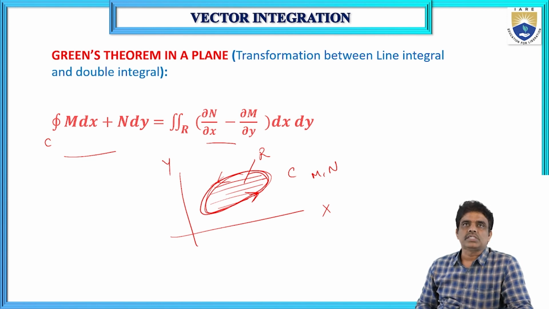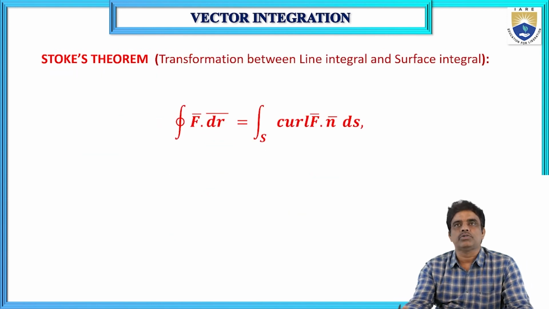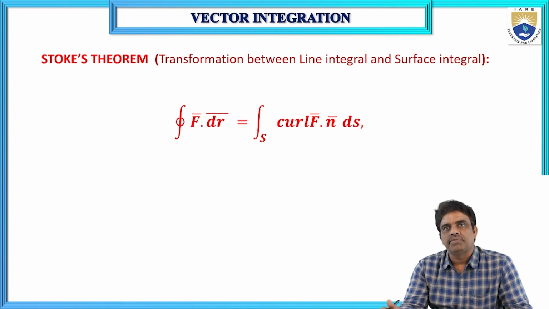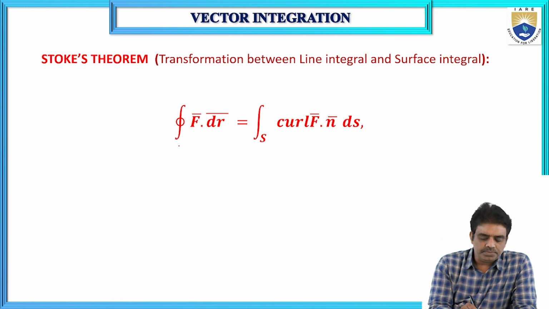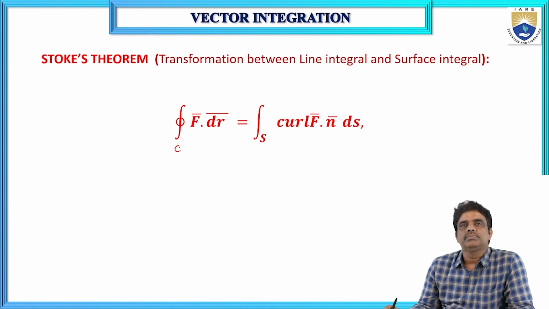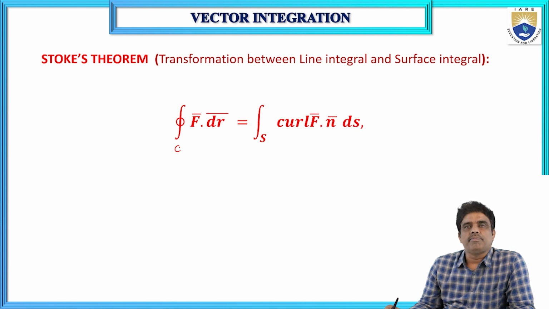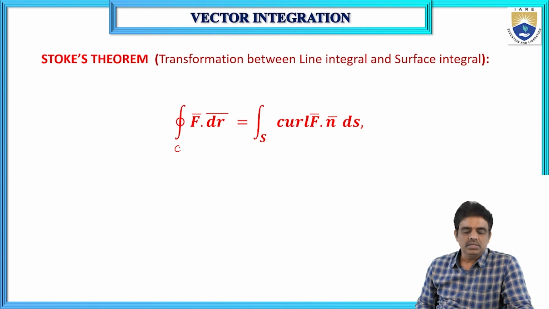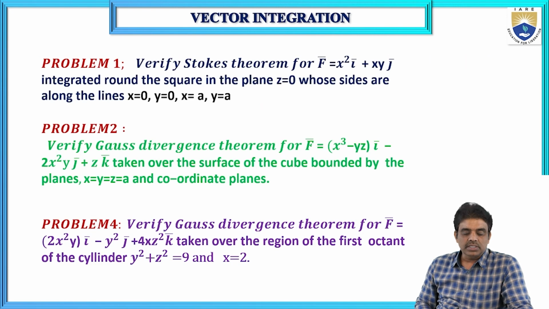And the last one is Stokes theorem. So what is Stokes theorem? It is a transformation between line integral and surface integral. Integral over the closed curve C of f bar dot dr bar is equal to integral over S of curl f bar dot n cap into ds, where n cap is the unit outward normal vector. Each time I will recall whichever theorem is asked in the examination or in the question bank. I will recall these statements and we will go through the problems. So now see the different problems.